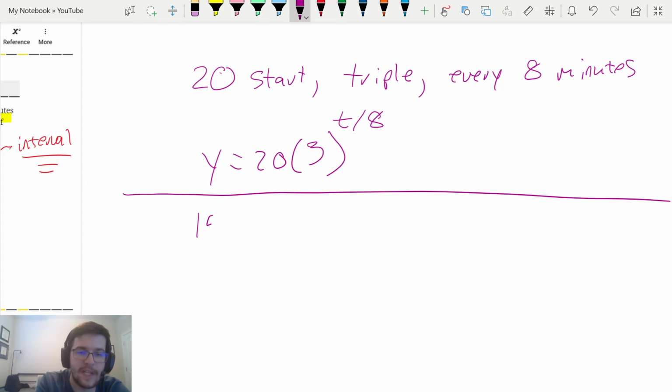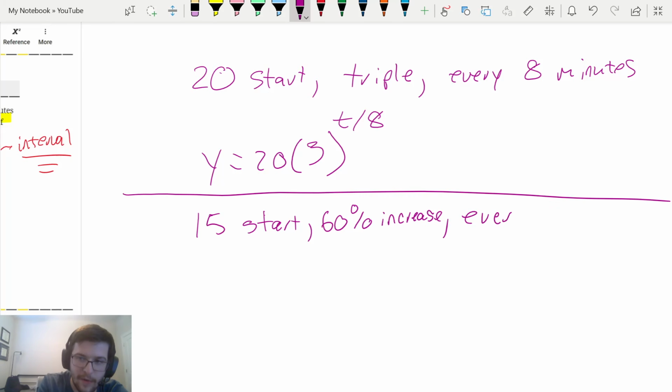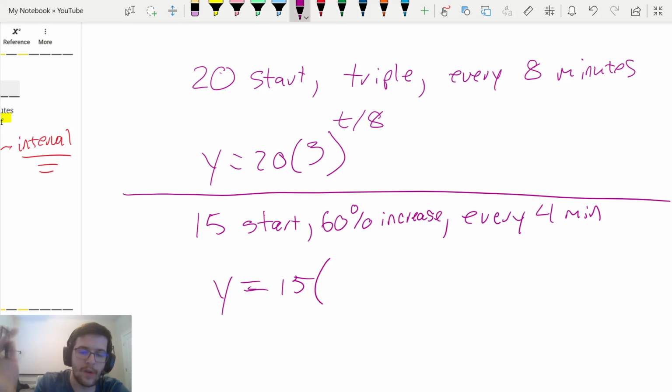So let's say I've got 15 bacteria at the beginning, and they undergo a 60% increase every 4 minutes. Okay, so we start with 15, so y equals 15, 60% increase. That would be 0.6 as a decimal. 1 plus 0.6, that's 1.6 to the t over 4.